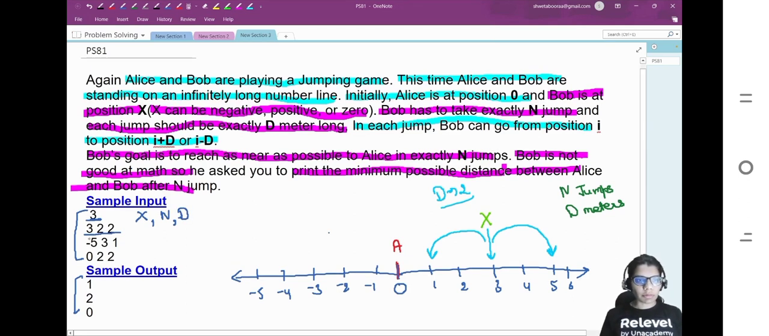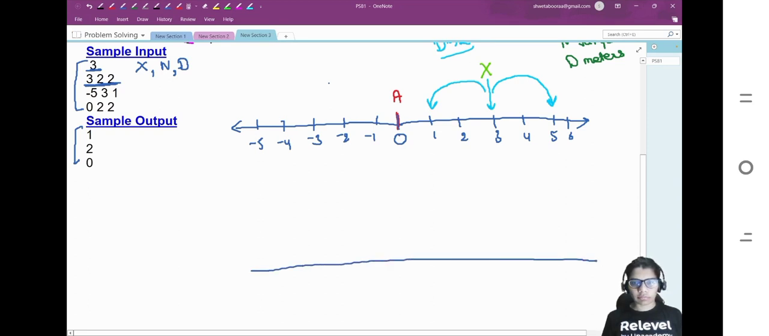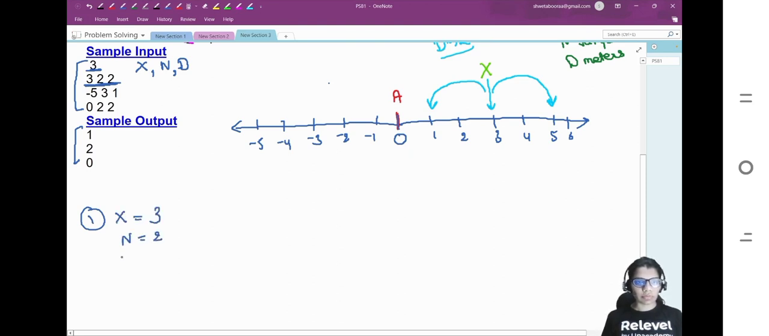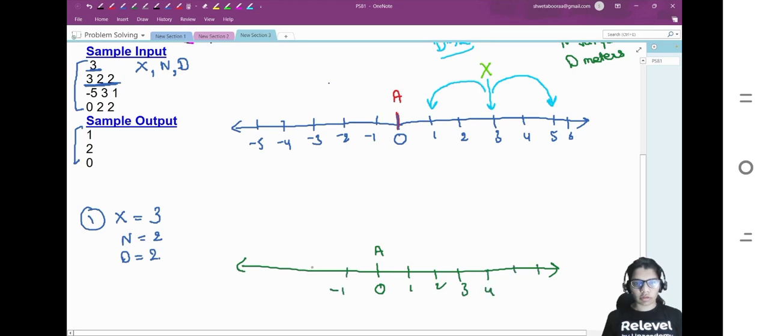Let's talk about your first test case, in which X is initially at 3. We have to take two jumps of distance 2. So if we are having this line, we are talking about the first test case in which your X is 3, N is 2, and distance is also 2 for every jump. Let's say we are having this infinitely long line on which Alice is standing at position 0, then 1, 2, 3, minus 1, minus 2, minus 3, minus 4.